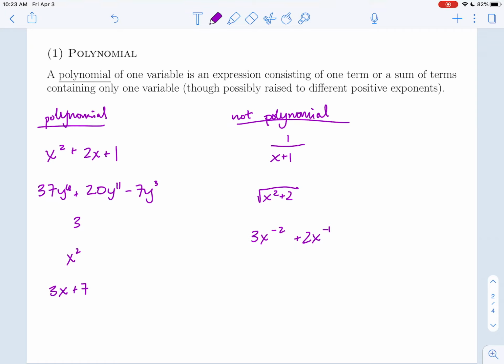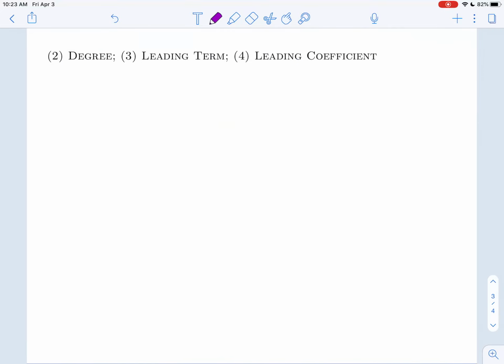Okay, now that we know what a polynomial is, we can go ahead and talk about some terms that go along with those polynomials. So degree, leading term, and leading coefficient are 3 aspects of a polynomial. So to figure out these definitions, let's go ahead and just start with an example. So I'm going to give you guys a polynomial. We'll go 12x to the 8th minus 7x to the 9th plus 5x squared minus 2.